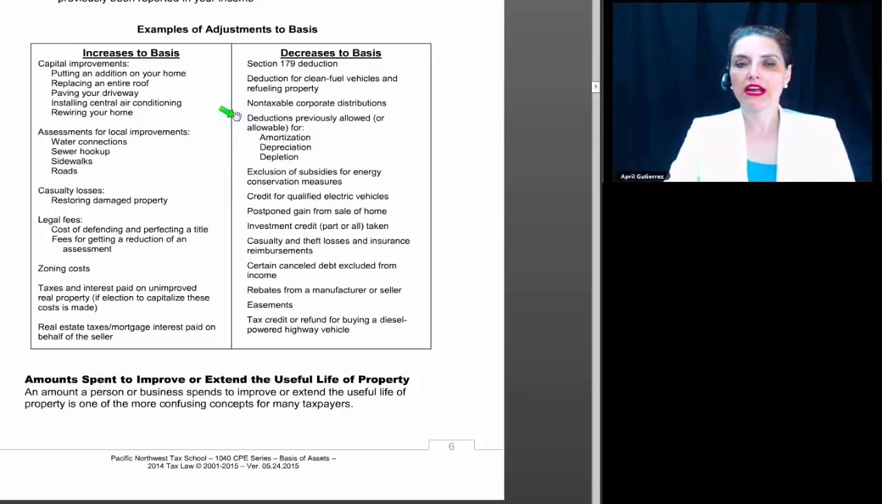And I just want to point out how important this "or allowable" phrase is. Deductions previously allowed or allowable. What that means is if you could have taken the deduction, even if you didn't take it, you are treated as if you had, and it's going to reduce your basis.